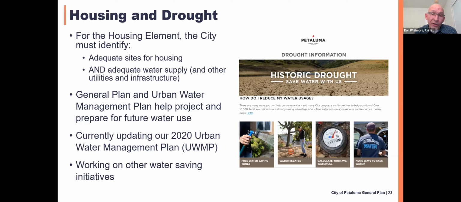That being said, both the general plan and the updated urban water management plan prepare for future water needs, including source development, efficiency measures, and conservation. In the near term, the city is advancing a number of water conservation strategies and updating its water plan.